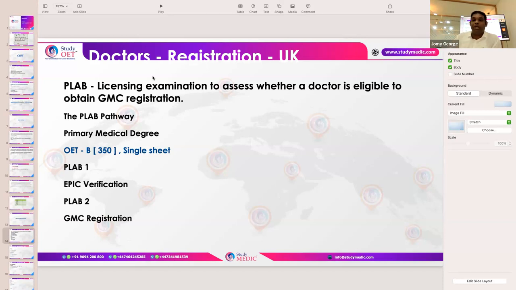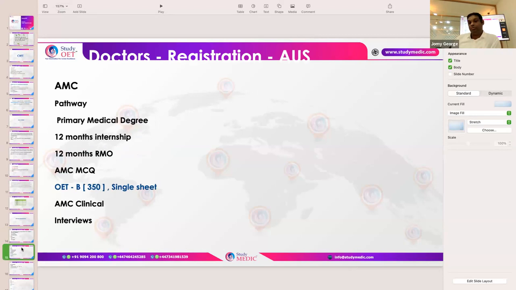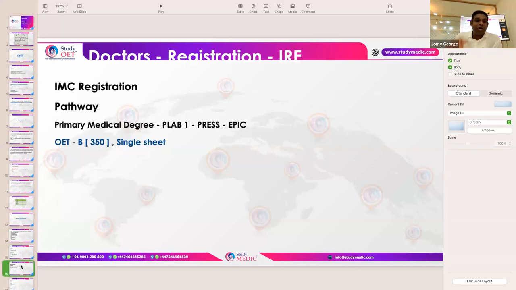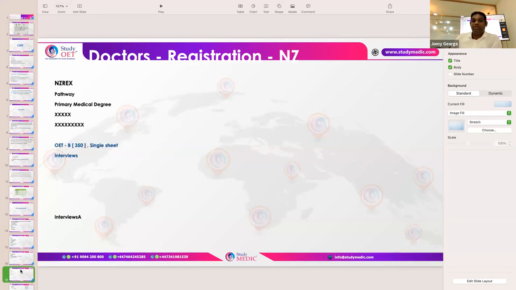The same doctor is going to Australia. That time it is AMC registration, Australian Medical Council registration, AHPRA, different forms are there. Pathway, you know, primary medical degree, 12 months internship, 12 months RMO, AMC MCQ, then OET B. Language requirement is there. Then that doctor has another plan to go to Ireland. PLAB 1, PRES exam, EPIC verification. Of course, you can see that OET B, single sitting. Then New Zealand, the same thing, OET 350, single sitting.